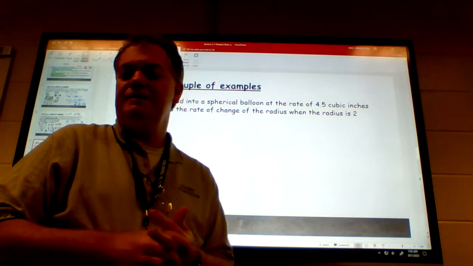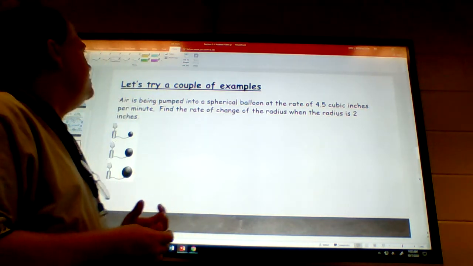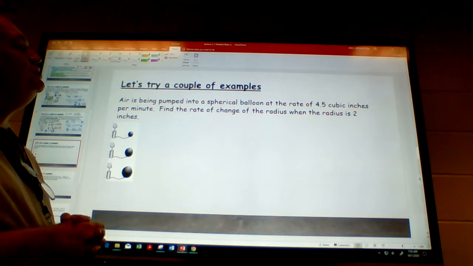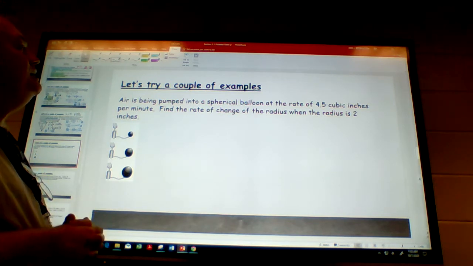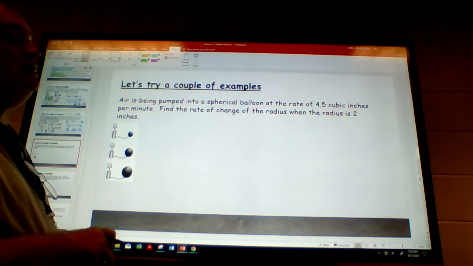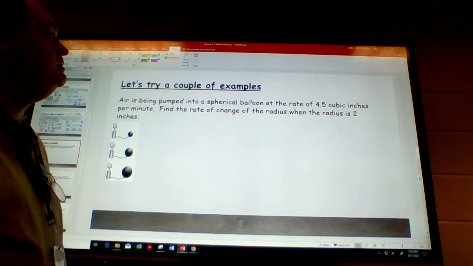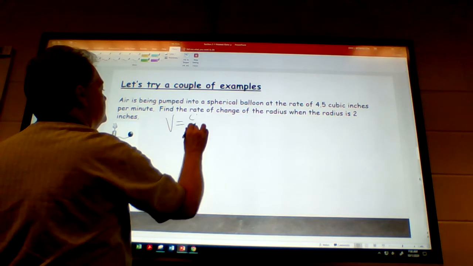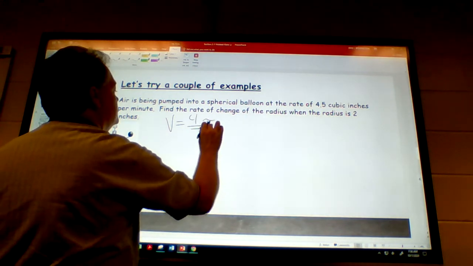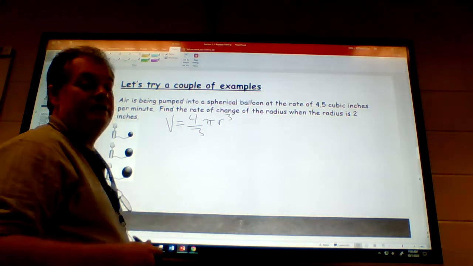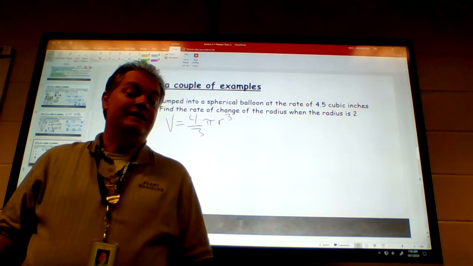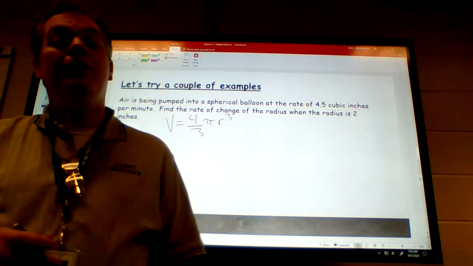All right, now for the next one, it says air is being pumped into a spherical balloon at a rate of 4.5 cubic inches per minute. Find the rate of change of the radius when the radius is 2. Okay, here's what we know. You know that the volume of a sphere is 4/3 pi r cubed. You're supposed to know that. You learn that in geometry, but you can look it up. You can Google it. It's not that big of a deal.